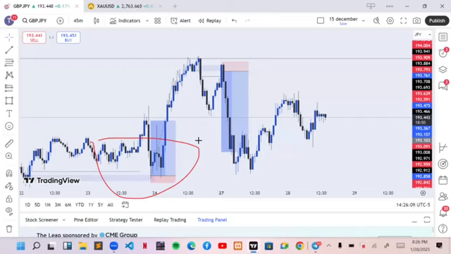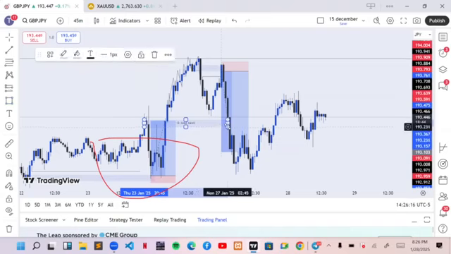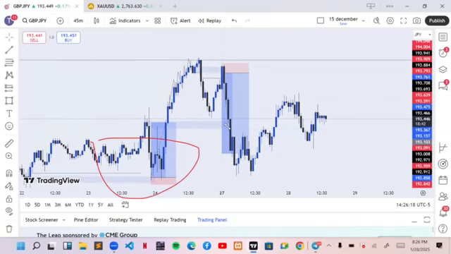So it's simple. Most people will now start buying from where this breaker block is. Then they will hit stop loss. And they'll be like, they have break of structure, they have inducement, how did they hit stop loss on this trade? They will now classify the strategy as one that does not work.